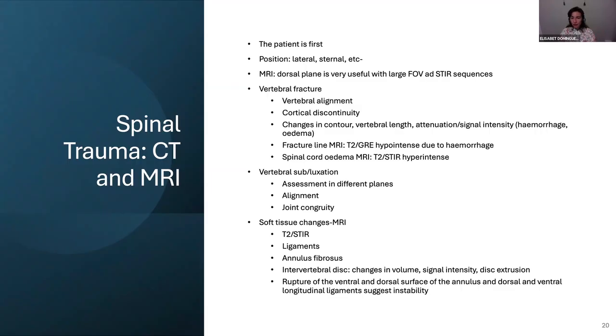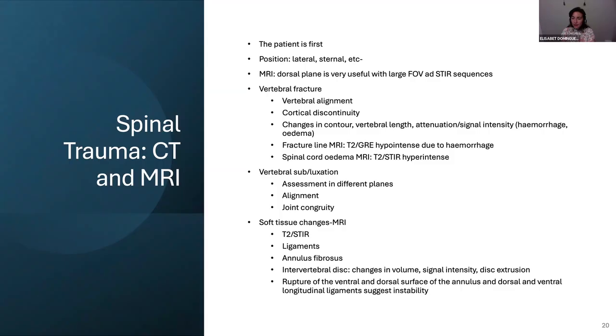So for vertebral fractures, as I mentioned before, we can look at the alignment of the vertebrae. We can also assess if the cortex of the vertebra is continuous or if there's any discontinuity. If there are changes in the contour or the vertebral length, this is very important for compression fractures, in which the vertebrae are reduced in length or look smaller. We can also assess the attenuation on CT or the signal intensity in MRI of the bone marrow, because it may suggest the presence of hemorrhage or edema.